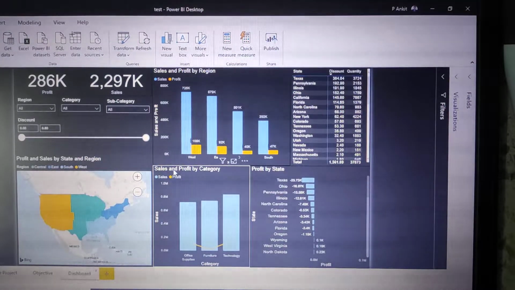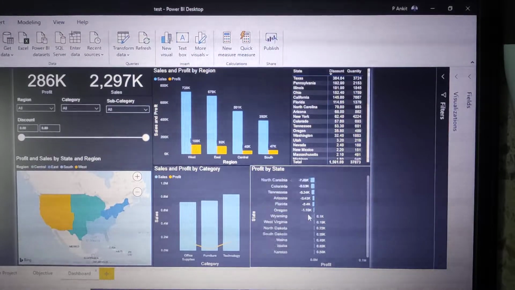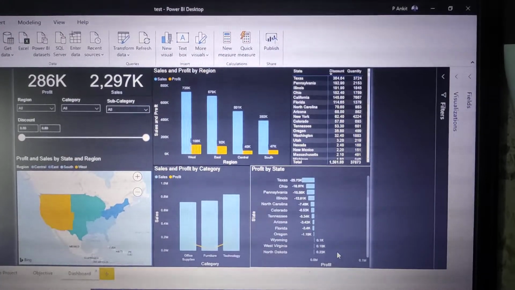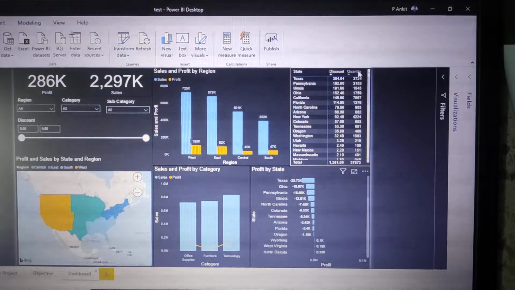This is a bar graph showing sales and profit by category, and this is a matrix showing the profit by state, with the least profit first and then the maximum profit. I have one more table matrix of state, discount and quantity, showing which state has the highest discount and what quantity we have.